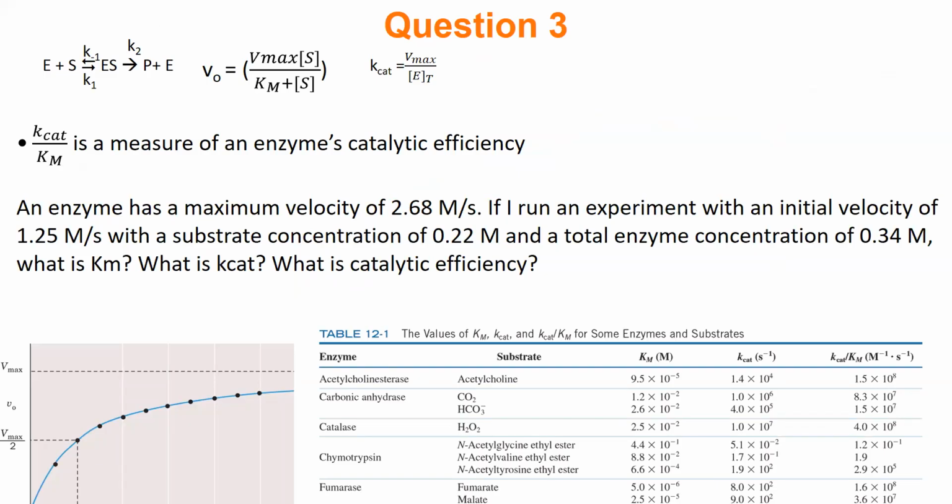So now we're going to do a little bit of math. Let's say an enzyme has a maximum velocity of 2.68 molar per second. And I run an experiment that has an initial velocity of 1.25 molar per second. I get this 1.25 if my substrate concentration is 0.22 molar and my total enzyme concentration is 0.34 molar. What I want you to determine is Km, Kcat, and catalytic efficiency.